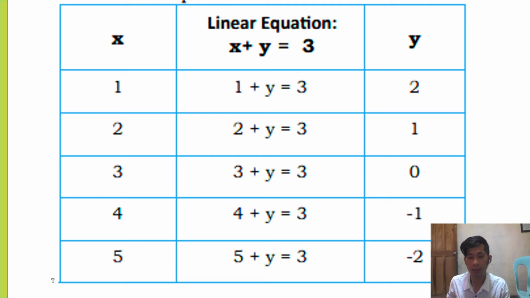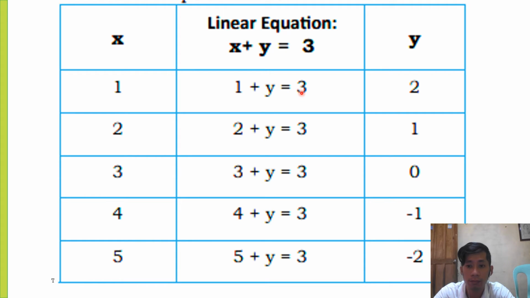So let us have this one. This is a linear equation. So let's evaluate this one. For example, we have the equation x plus y is equal to 3. So if x is 1, you're going to substitute 1 to x. So papalitan lamang po natin yung x ng 1. So that is 1 plus y is equal to 3.